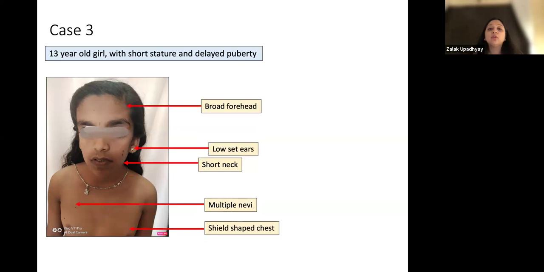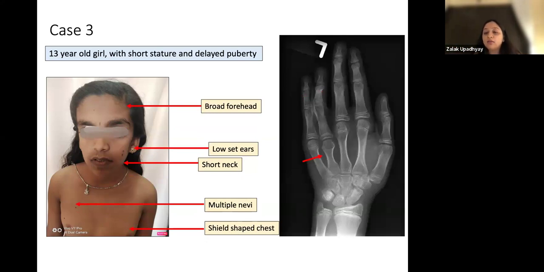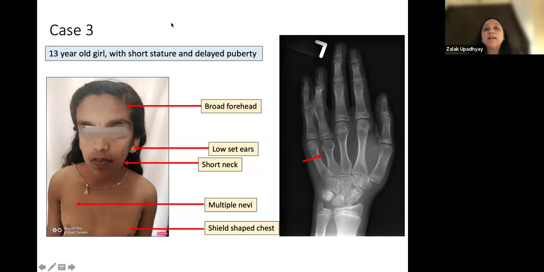Okay. So what can they have? Broad forehead, low set ear, short neck, multiple nevi, shield shaped chest. What is this sign called? Short fourth metacarpal. Bonus question to PGs. Knuckle. Sorry? Absent. Short fourth metacarpal. It is called positive Archibald sign.